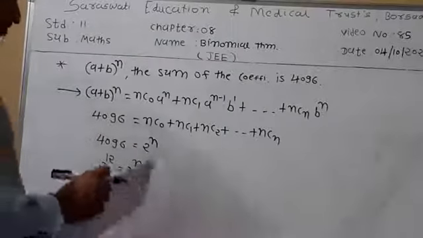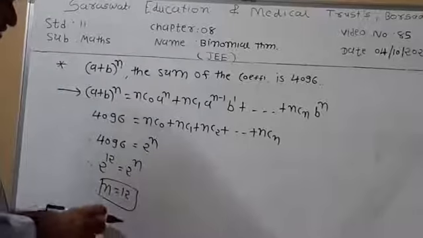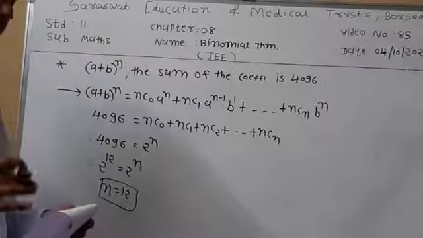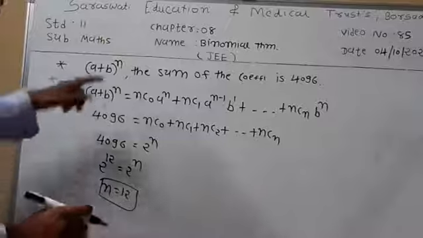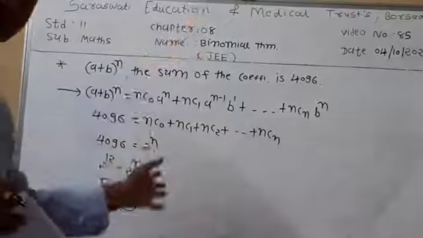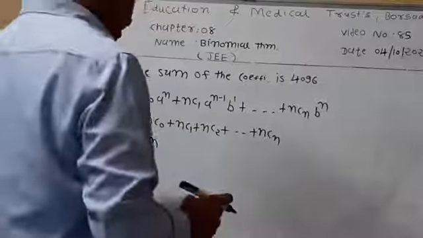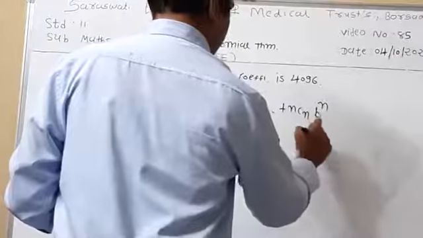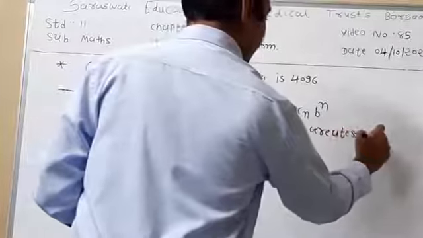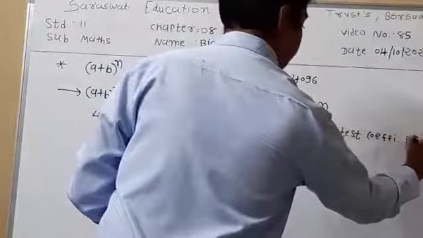But our question is to find the greatest coefficient. Now in this sequence, the greatest term is present in between. The middle term is our greatest term. So here the total power n is present, right? And the greatest term is always present in the middle. So the greatest coefficient is the middle term. So therefore here we can write: greatest coefficient is the middle term.